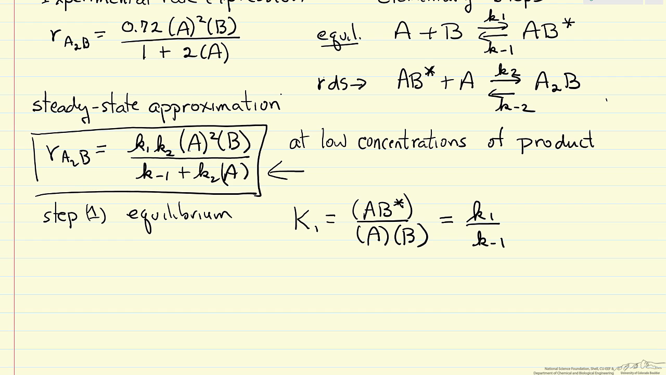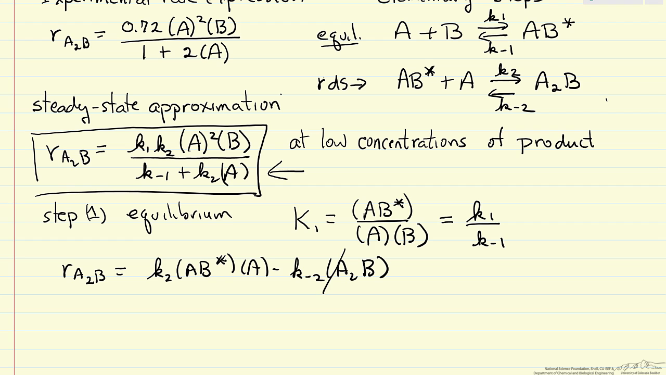The rate determining step approximation says the rate that we're making our product A2B is going to be the rate of this second step, since it's the rate determining step. So that's K2 times AB star times A minus K minus 2 concentration of product. Again, we're going to look at low concentrations of our product because that's how we often run the experiments to make things simpler. So we're going to set this term to 0, and then we're going to substitute for AB star into this expression. So AB star is just the equilibrium constant times the concentration of A, concentration of B.